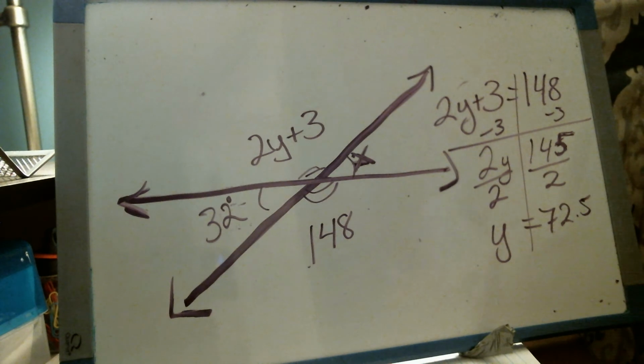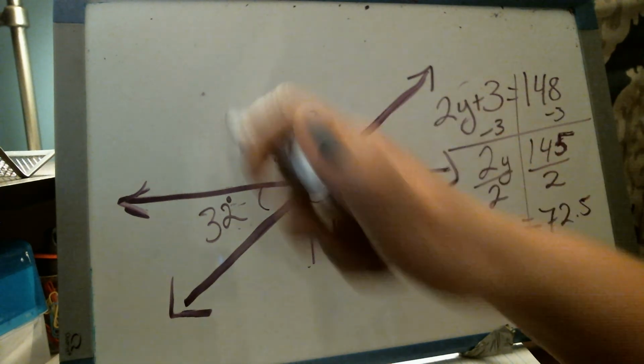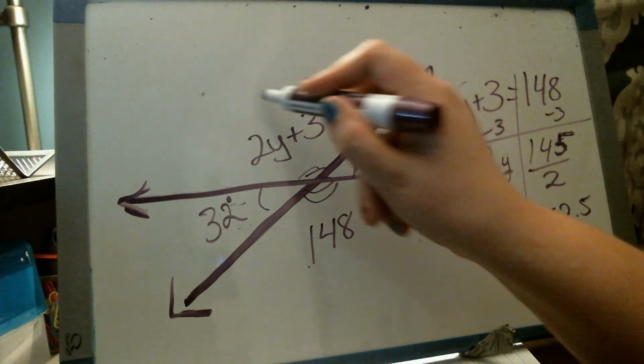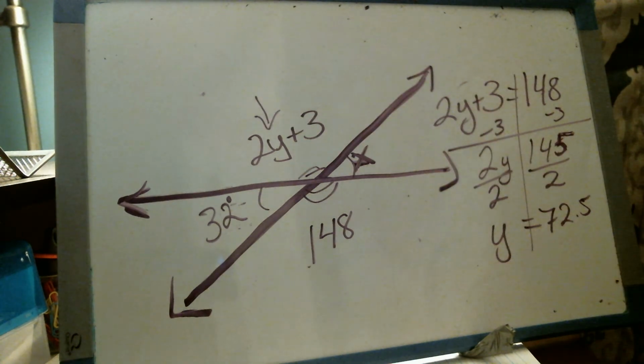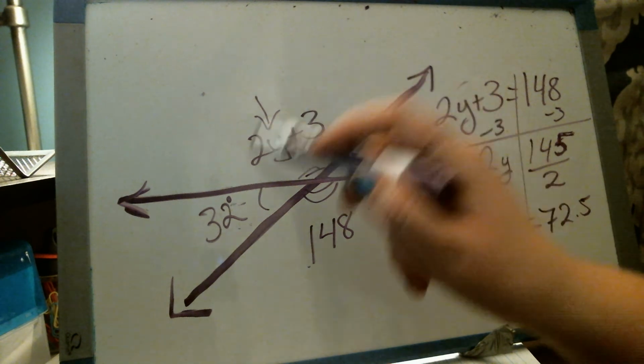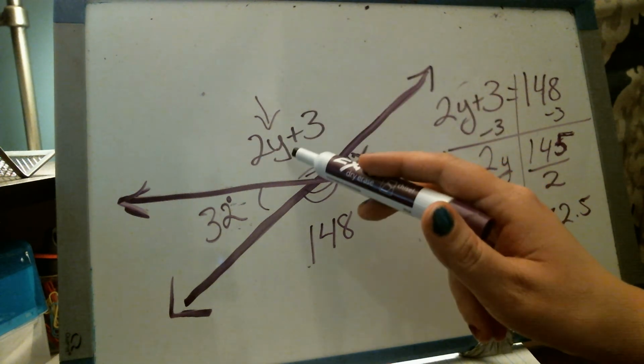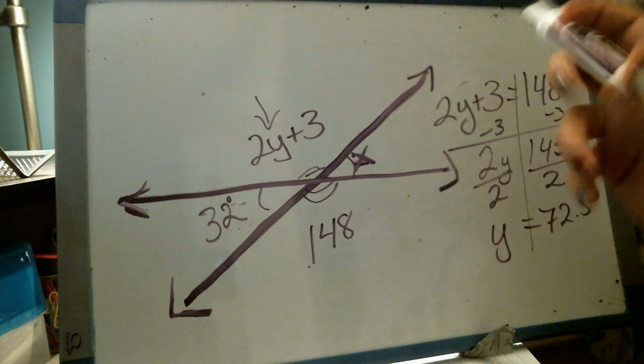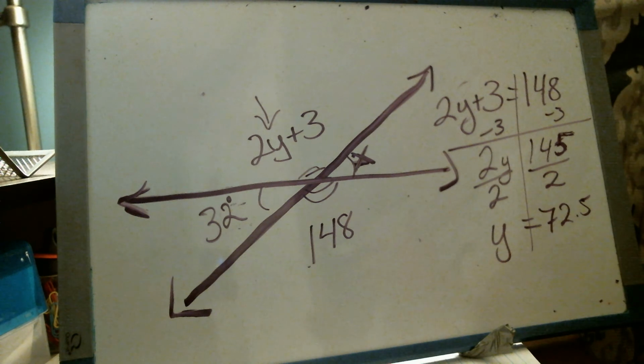There we go. So does that mean that this whole angle over here is 72 and a half? Definitely not. It means that this number right here is 72 and a half. So 2 times 72 and a half is 145, plus 3 is 148, which is the same as the angle across from it. So this is what we're really going to be getting into soon.